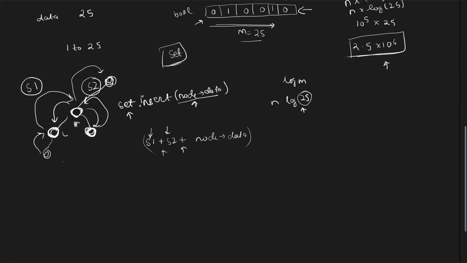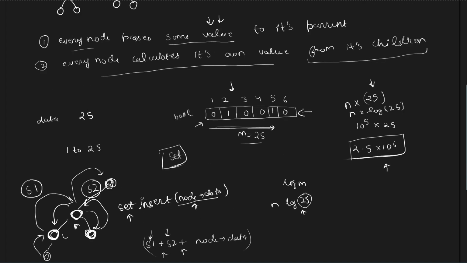This is what is going on in this particular question, and this is how we are going to approach this problem. So you see, we have taken care of these two points in mind, that every node calculates its value from its children, right? So the left node is returning S1 and the right node is returning S2. So these two sets and the value of the current node combined create the number of unique elements in the subtree of the current node.